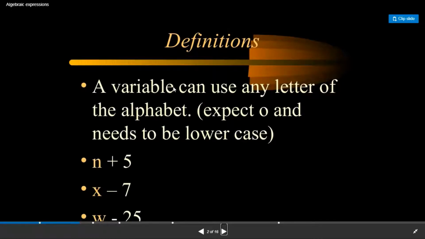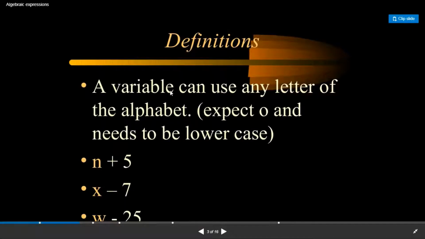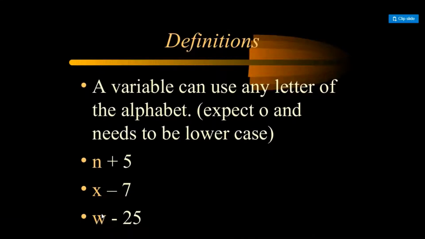A variable can use any letter of the alphabet except for O, and it needs to be lowercase. Actually, we can use any letters, such as n, x, w, a, b, c, y, but let us avoid using the letter O, because sometimes we may confuse the letter O with 0. We do not use the letter O in algebraic expressions. So you can use any letters as a variable, but just avoid using the letter O.